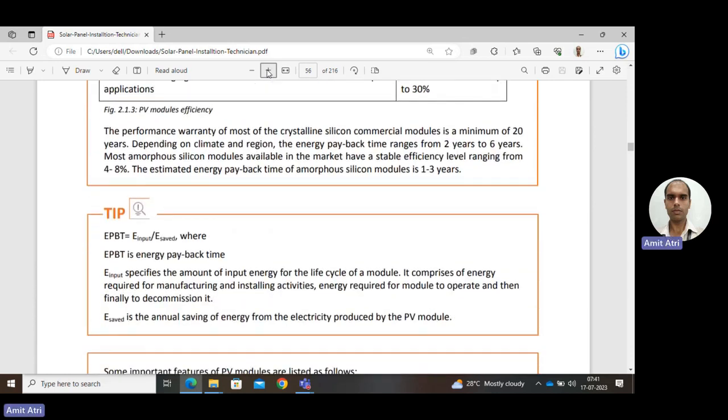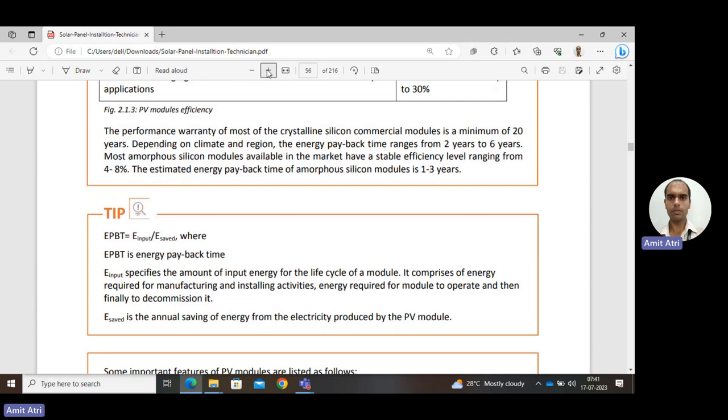Coming to the lifetime, the performance warranty of most of the crystalline silicon commercial modules is a minimum of 20 years. It can go up to 25 years. Depending on climate and region, the energy payback time ranges from 2 years to 6 years. Most amorphous silicon modules available in the market have a stable efficiency level ranging from 4 to 8%, and the estimated energy payback time of amorphous silicon modules is 1 to 3 years.